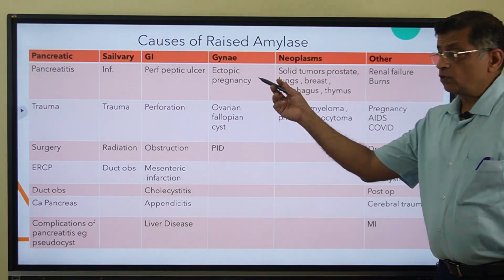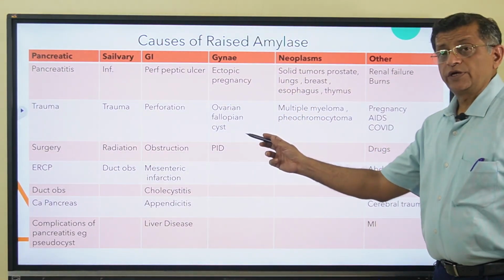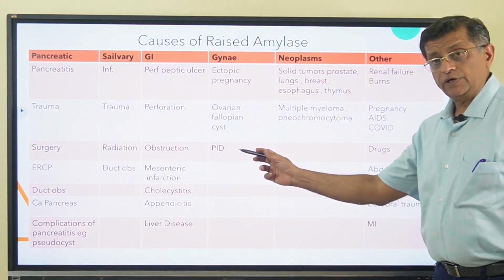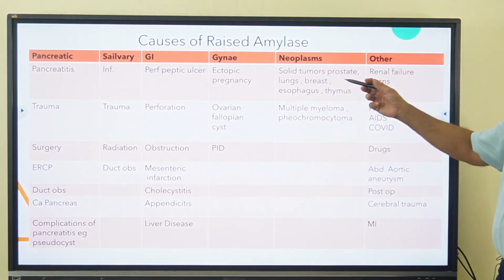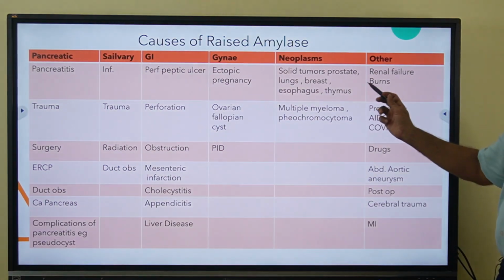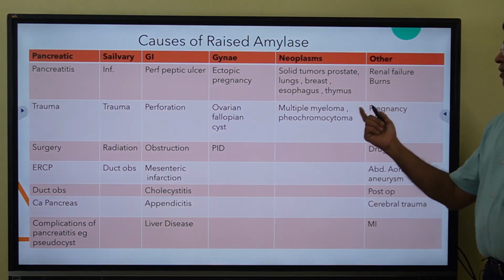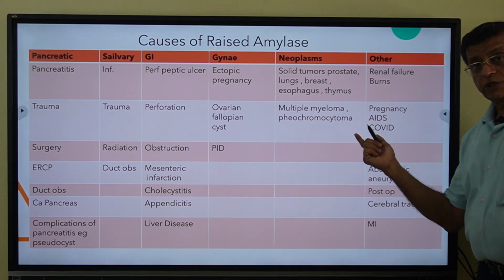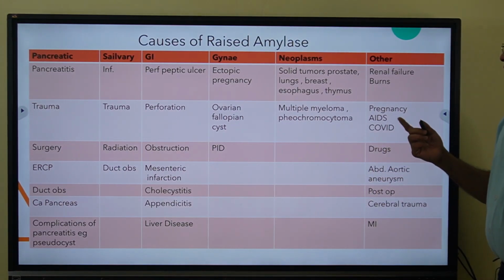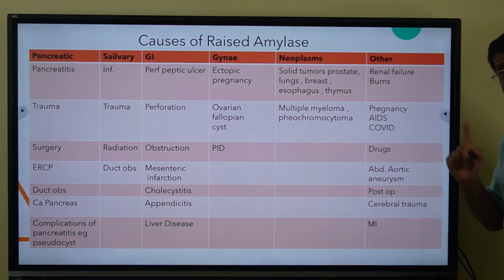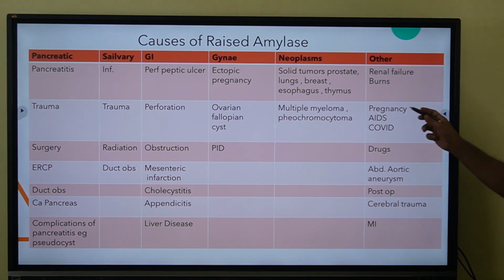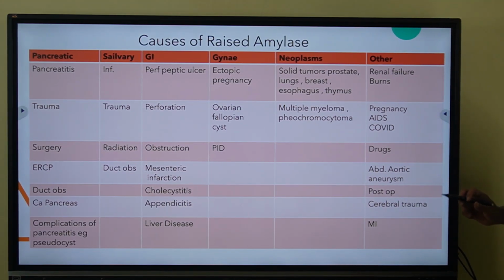Gynecological causes, ectopic pregnancy, ovarian fallopian cyst, and even pelvic inflammatory disease can cause raised amylase. Some neoplasms, especially tumors of lungs, breast, prostate, esophagus, thymus, and multiple myeloma and pheochromocytoma can cause raised amylase. Renal failure can cause raised amylase. So, in patients with renal failure or CKD, amylase does not become specific. Amylase can rise in pregnancy, AIDS and COVID.